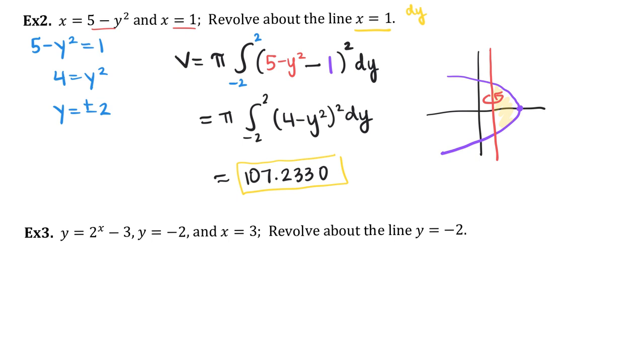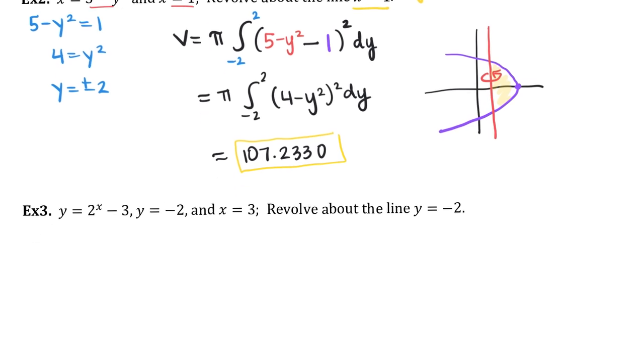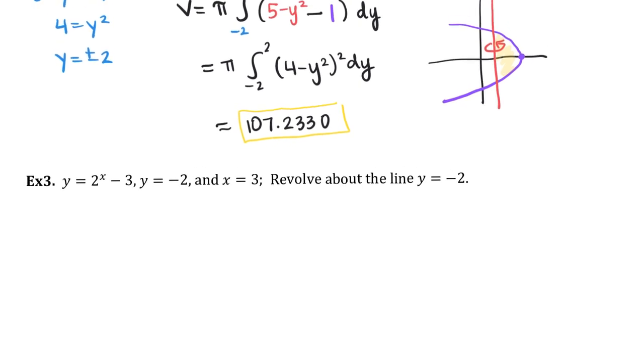Okay, last example. Y equals 2 to the x minus 3, y equals negative 2, x equals 3. We're going to revolve it around y equals negative 2. Okay, first thing I'm thinking is y equals negative 2 is a horizontal line, so I'm going to do this with respect to x. Okay, am I going to sketch? I'm going to sketch it because I am a visual learner.